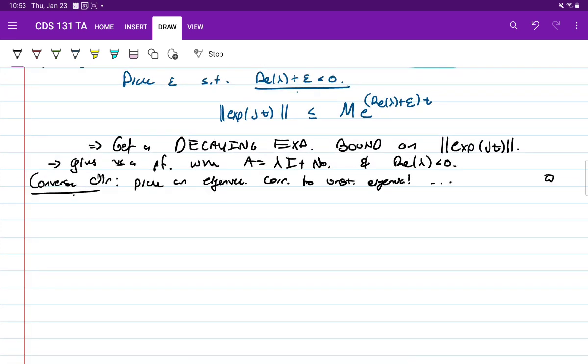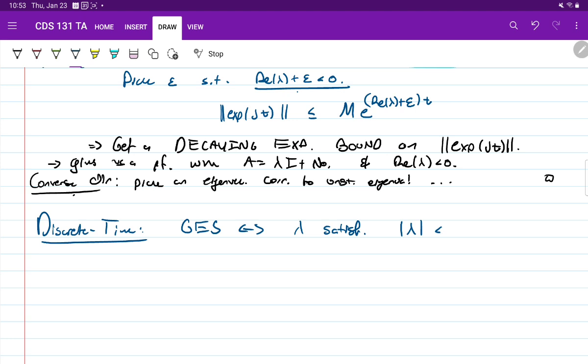Okay, so that gives us the conditions for global exponential stability for a linear time invariant system in continuous time. In discrete time, we get similar conditions, which just says we get global exponential stability if and only if the eigenvalues lambda satisfy magnitude of lambda strictly less than 1. Because if you look at A to the k, in the scalar case at least, if A belongs to (0, 1), then you get convergence down to 0 geometrically. So think of the scalar case.